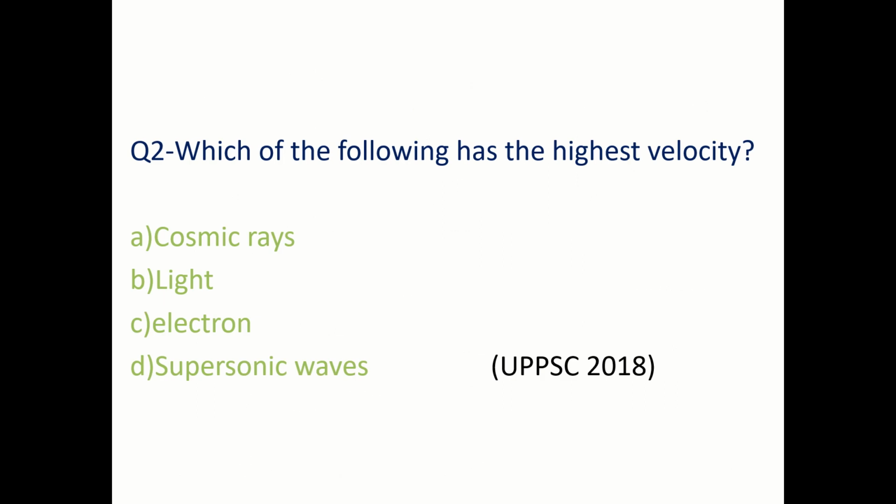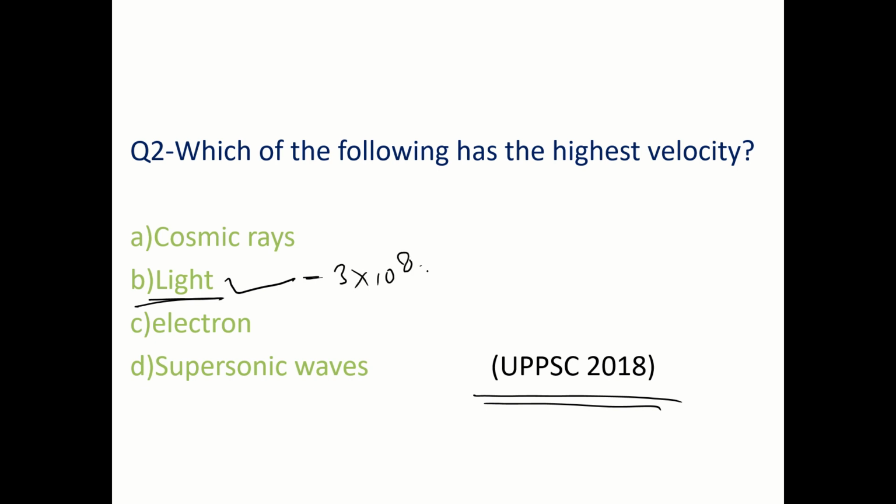Question number 2. Which of the following has the highest velocity? Again, this question was asked in UPPSC 2018. As far as the theoretical aspect is concerned, light is the fastest. Nothing can travel faster than light. So the right answer is light. This is a very easy question, but if they ask you the order, it will become tough. So you must know the exact range of their speeds.